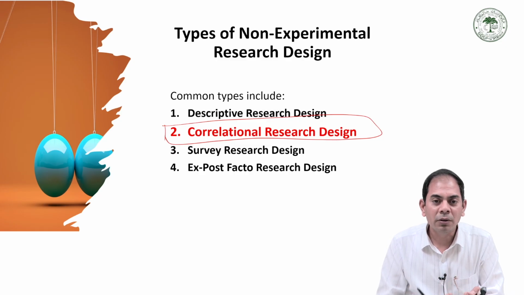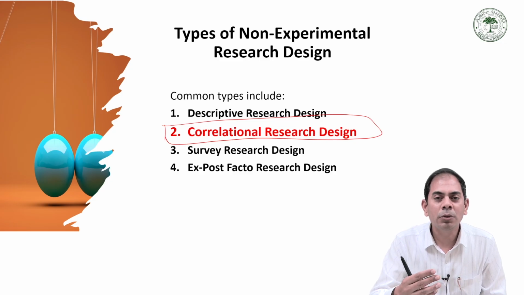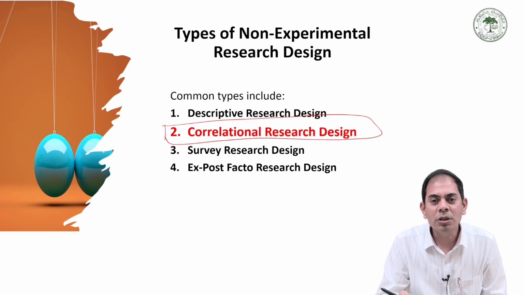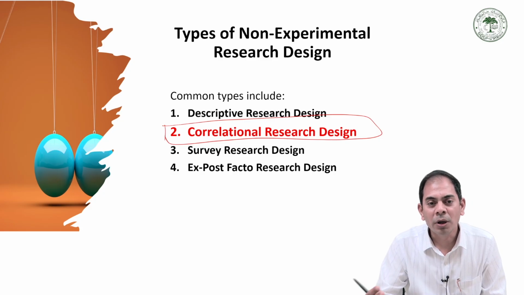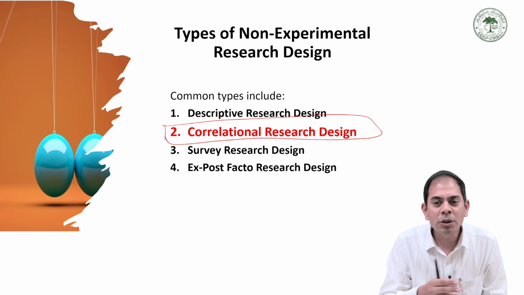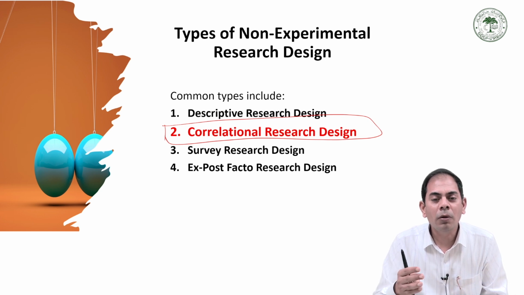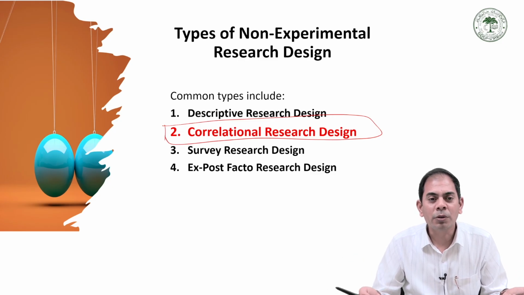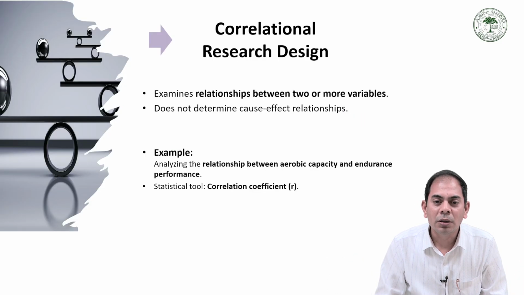If, for example, one variable increases and the other also increases, it means a positive relationship. If one variable increases and the other decreases, it is called a negative relationship. If there is no relation between the variables, it is called zero correlation. And you know this very well, the value lies between -1 and +1 in correlation studies.